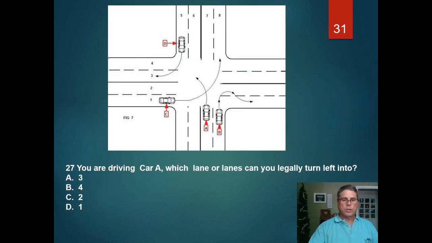You are driving car A. Which lanes could you legally make a left turn into? So we're driving car A, which is right here. I should only go into lane 3. So the answer is A. You don't want to be going wide. Let's assume that I'm going to the gas station over here. I would make my turn, make sure nobody's coming in, lane change, and then go into the intersection. In the gas station.